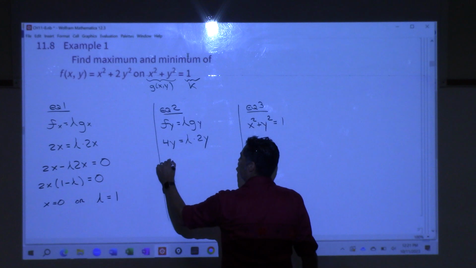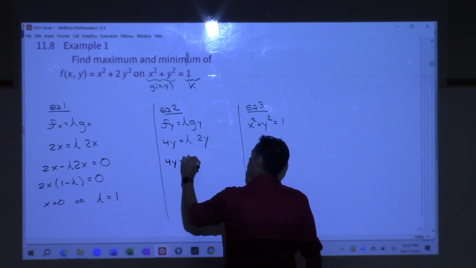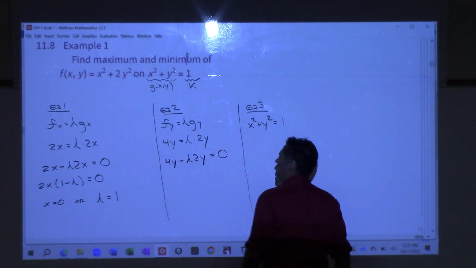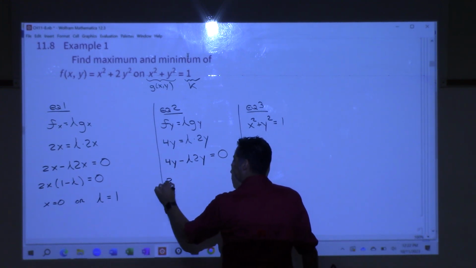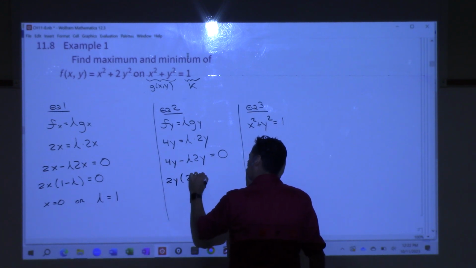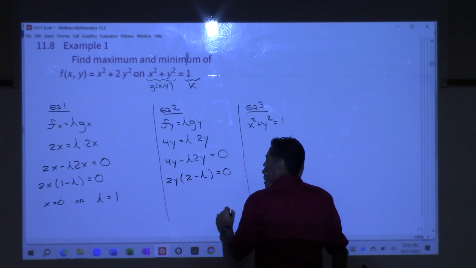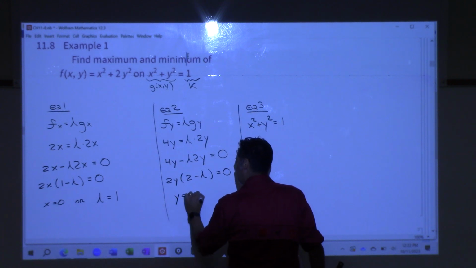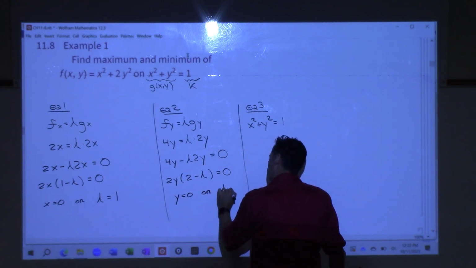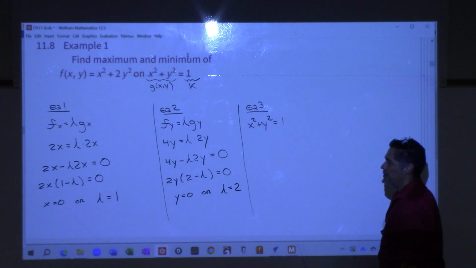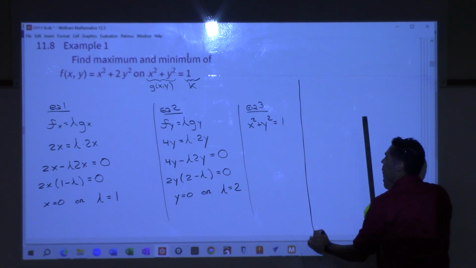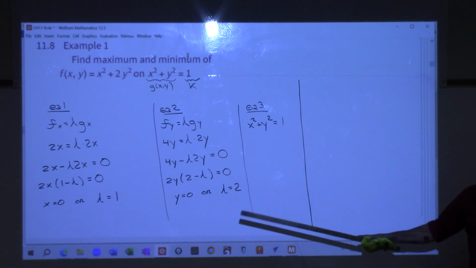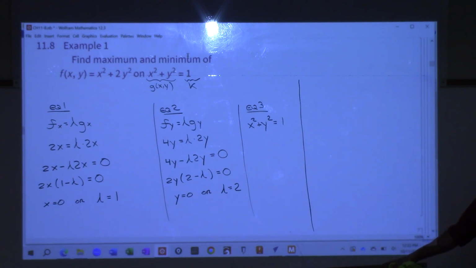For this one, I'm going to do the same thing. I'm going to pull the lambda 2y to the other side to make it equal 0. I'm going to pull a greatest common factor out of this. 2y leaves me with 2 minus lambda equals 0. And that means y must be 0 or lambda equals 2. All right. We're good? Now what I need to do, separate from these equations, is look at all these different scenarios.